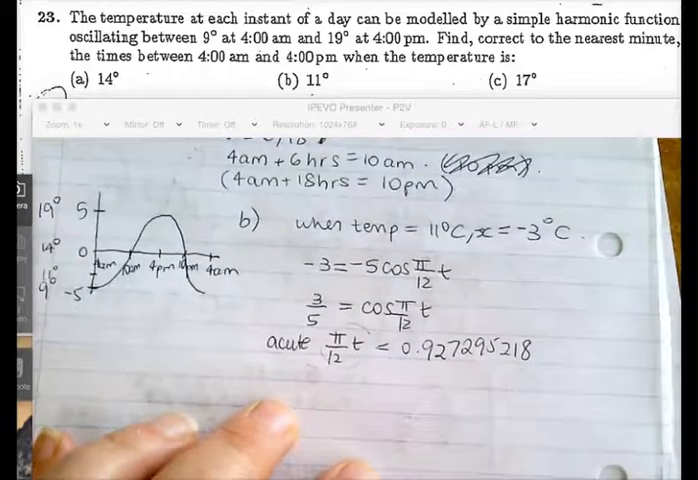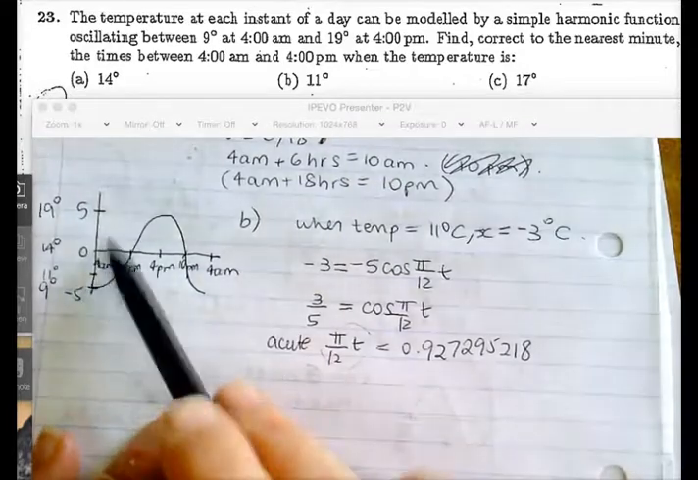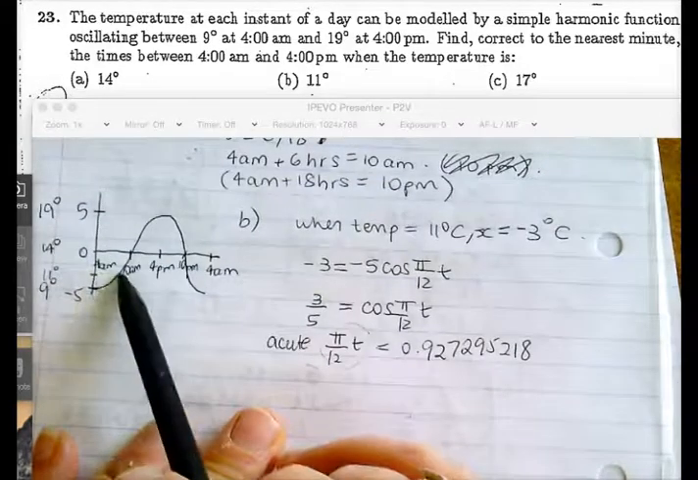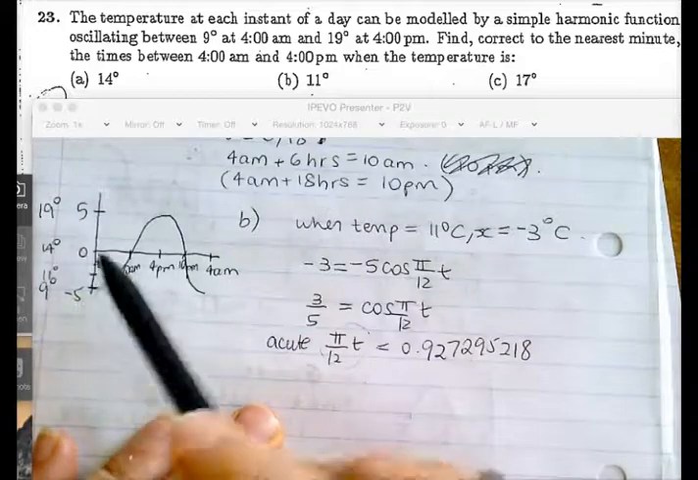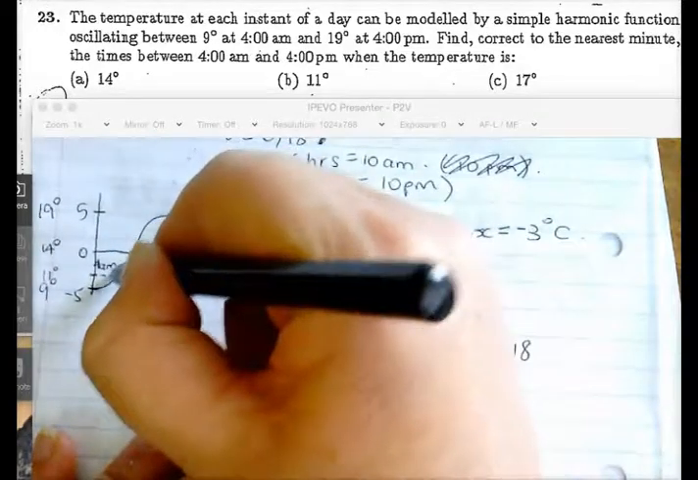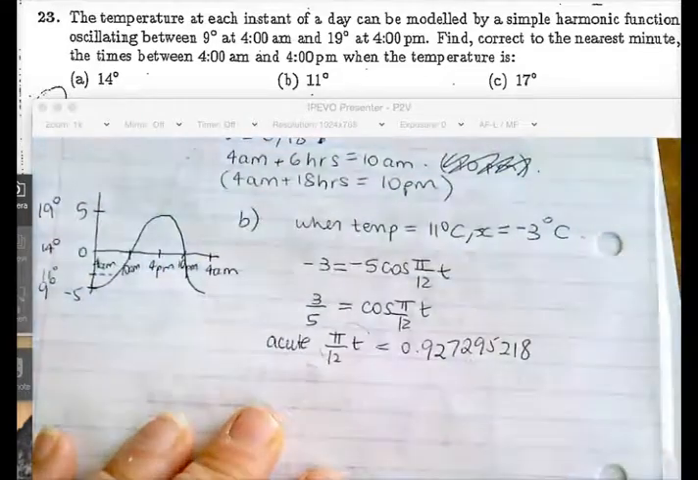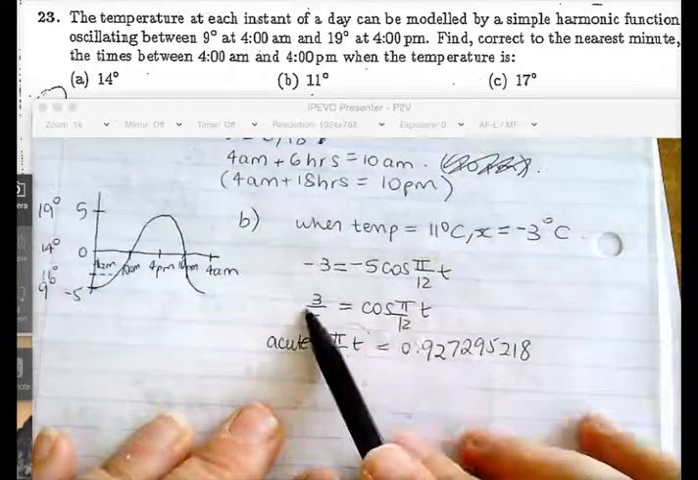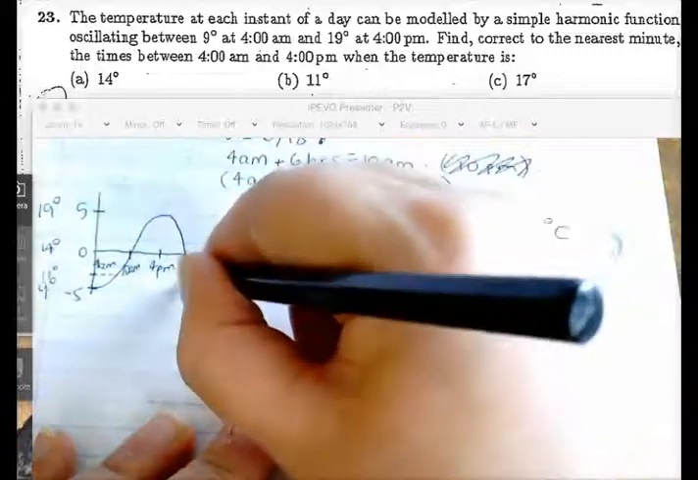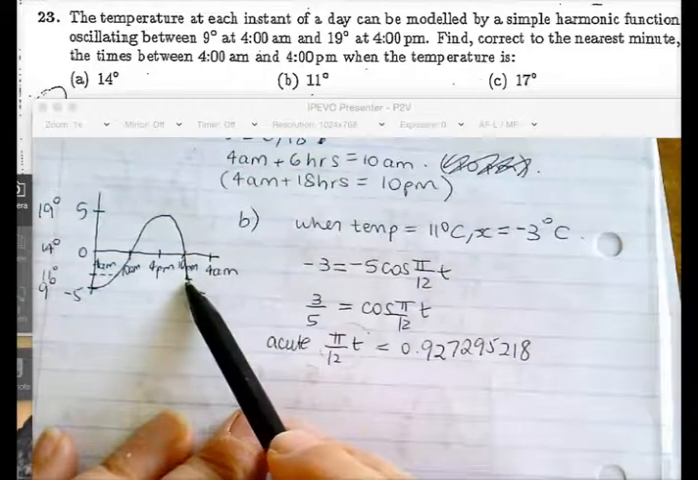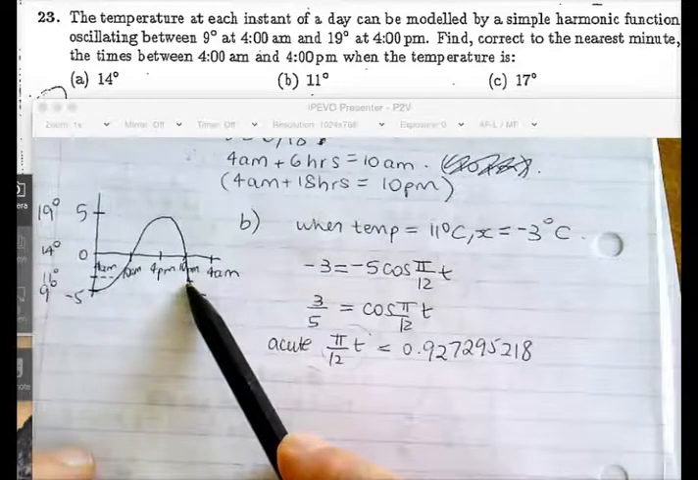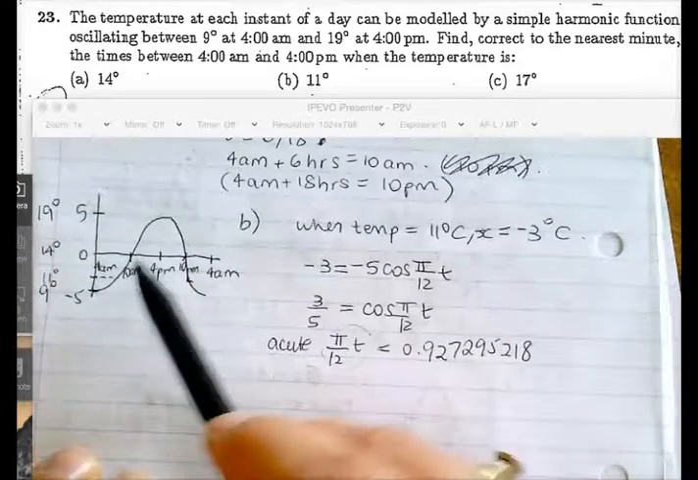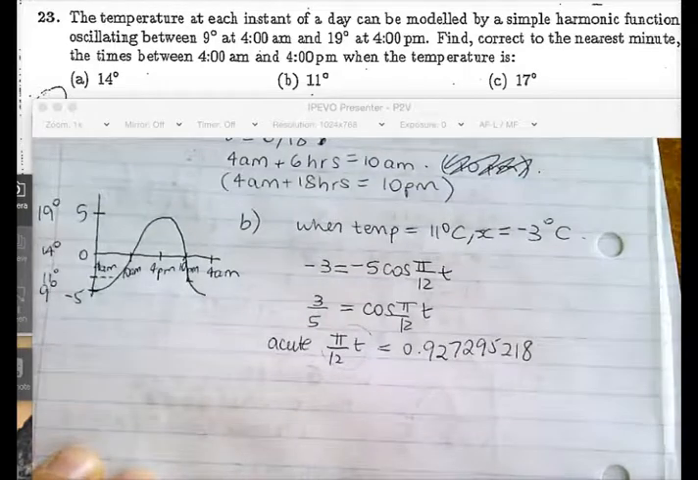Now, girls, just looking at your graph, do I need to bother with the other quadrants or just quadrant 1? I want 11, it's here. I'm not going to bother with cos is positive in quadrants 1 and 4. If I need that, I'll have to do this other one here. Actually, I'm going to work it out anyway because you're going to need to know how to do it for a tied question, which is question 24.